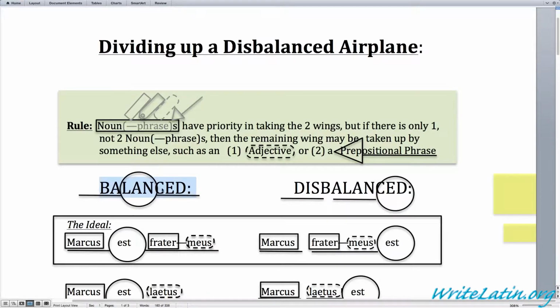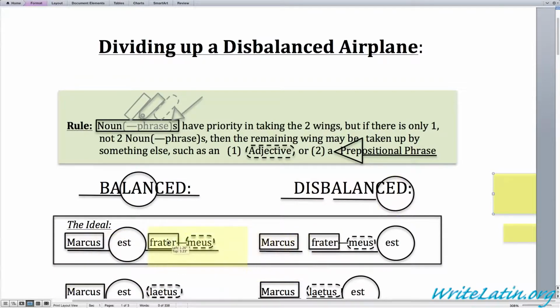A balanced airplane will be on the left over here. All these will be balanced, and they're balanced because the verb to be is in the middle. And then sometimes you have in Latin, not usually in English, but definitely in Latin, a disbalanced airplane. Exactly the same as a balanced airplane on the left, but the verb is at the end of the sentence on the far right. So that's disbalanced. Everything else is the same.